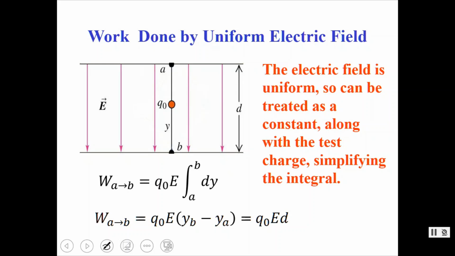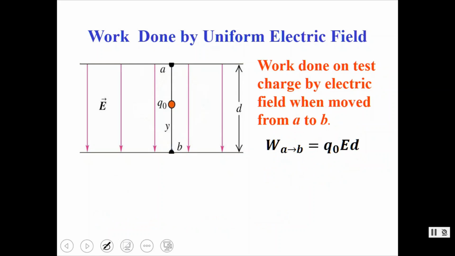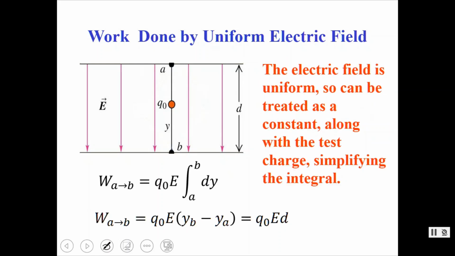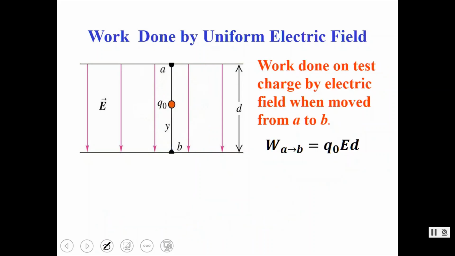If we integrate that, you're going to get y from a to b. So you plug in y at b minus y at a, and we're defining that as d. So basically, y_b minus y_a, because we're going the entire distance of this plate, is d. We could just move through part of the distance, so we could have a y value that is different than the whole separation distance of the plate. But in this case, we're assuming it's going from a to b. So therefore, the work is going to be q0 E d.